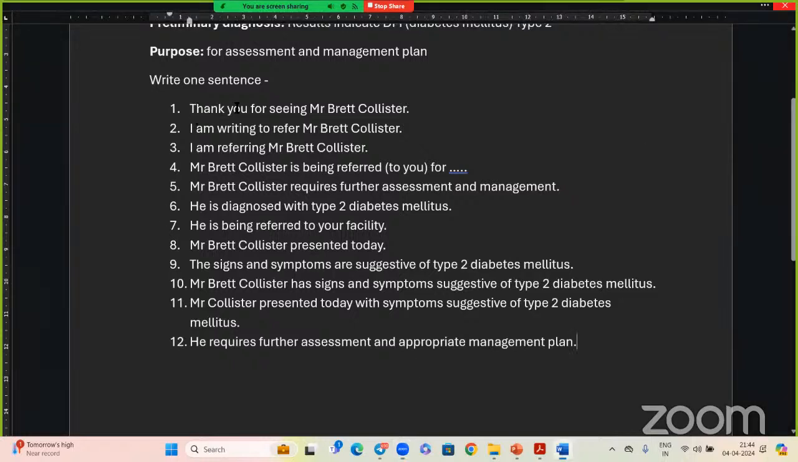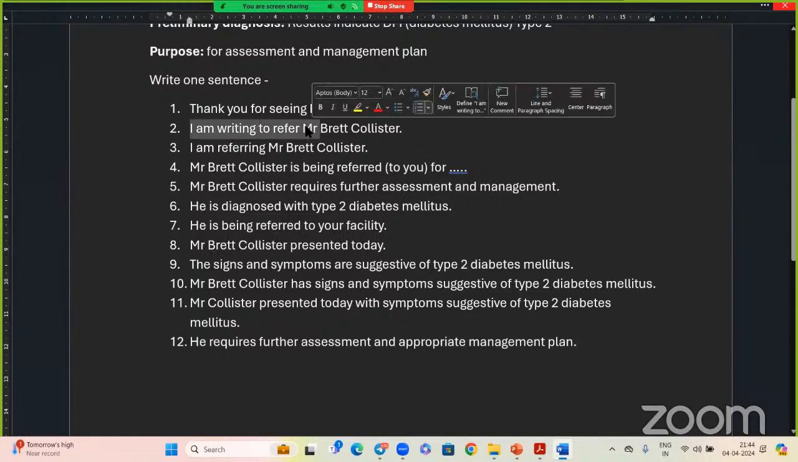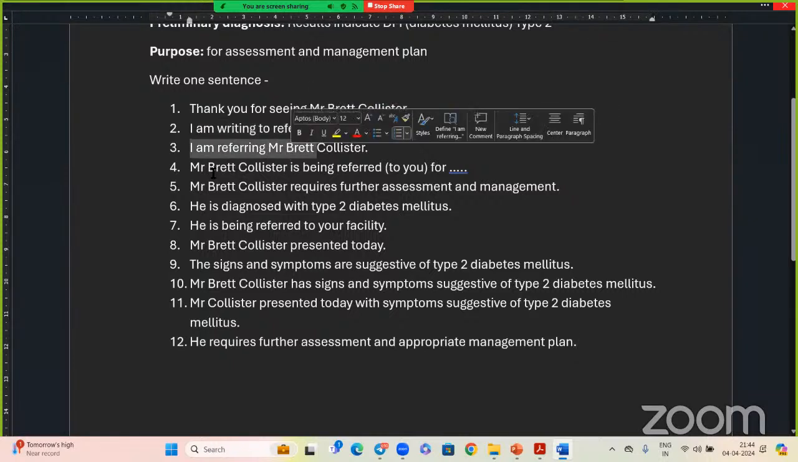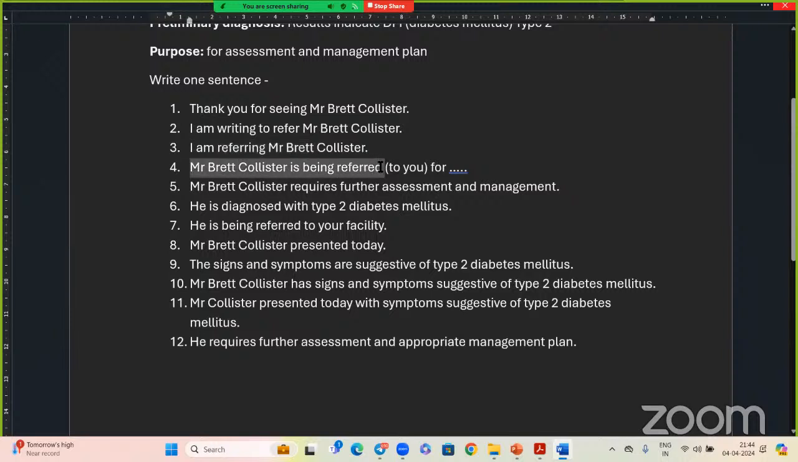See here, "thank you for seeing" is one style. "I am writing to refer" is another style. "I am referring" is the same. Same thing. "Mr. Brett Collister is being referred." Everything is the same. The first four sentences are the same. But you can write any one. So write some more sentences which you can write based on this one.